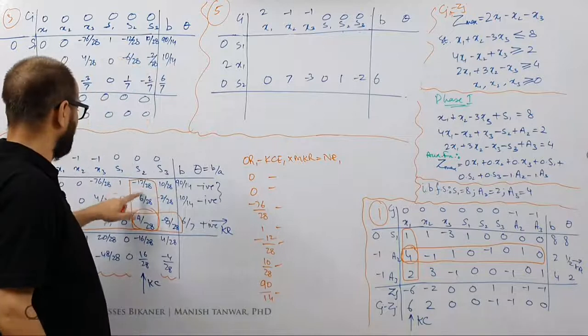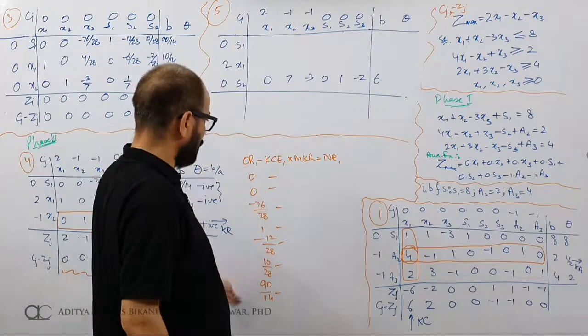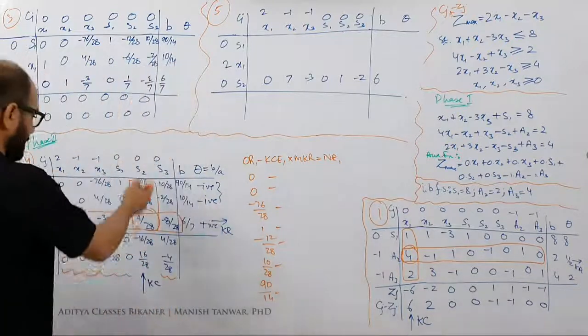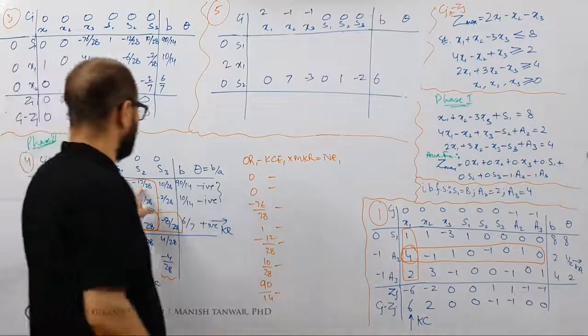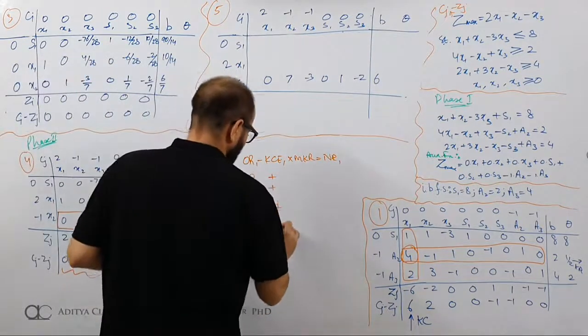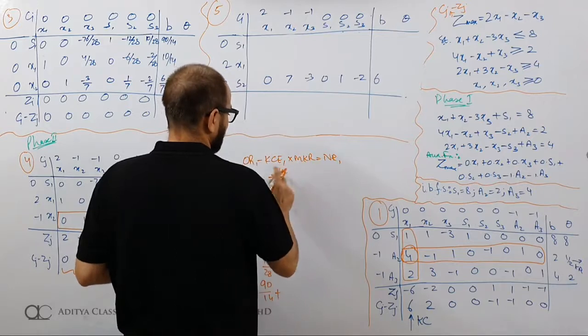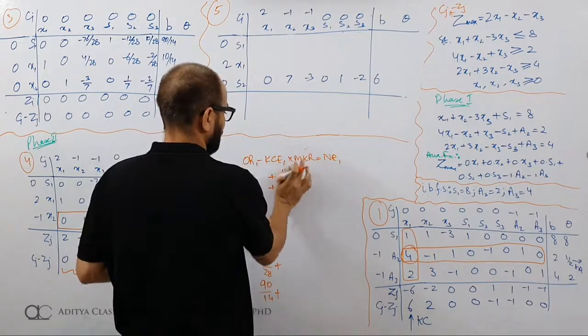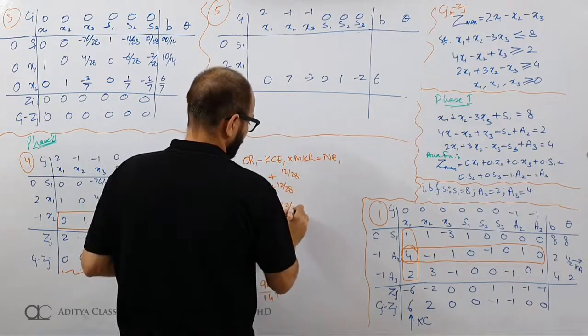One, two, three, four, five, six, and seven. Old row one minus key column element one. Key column element one is minus 12 by 28. So minus will eat up all these. 12 by 28.